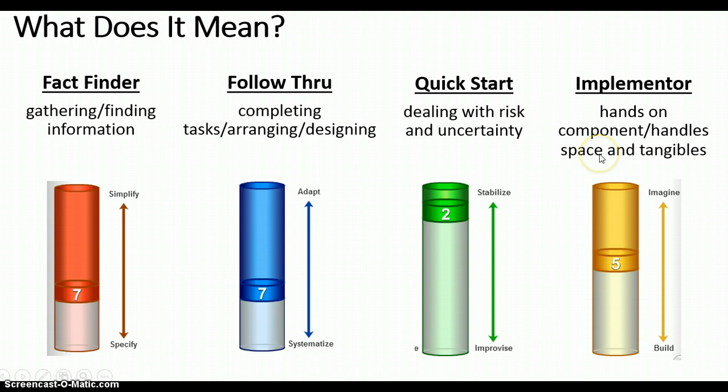The last category is implementer. This deals with your hands-on component, handling space and tangibles. I am accommodative implementer in this category because I scored a 5, so that falls right in between resistant and insistent implementer.